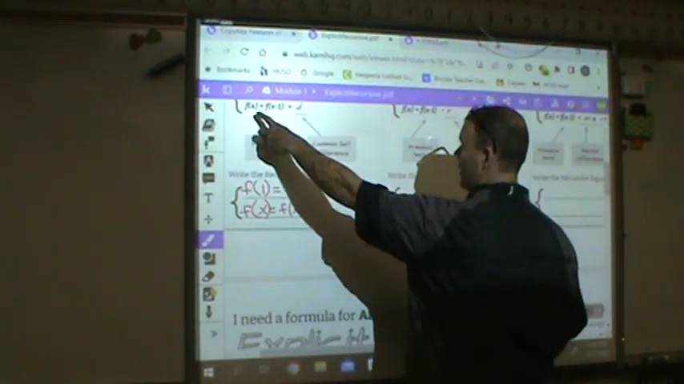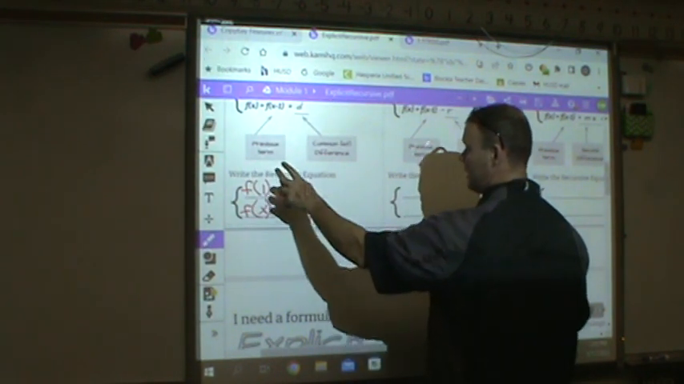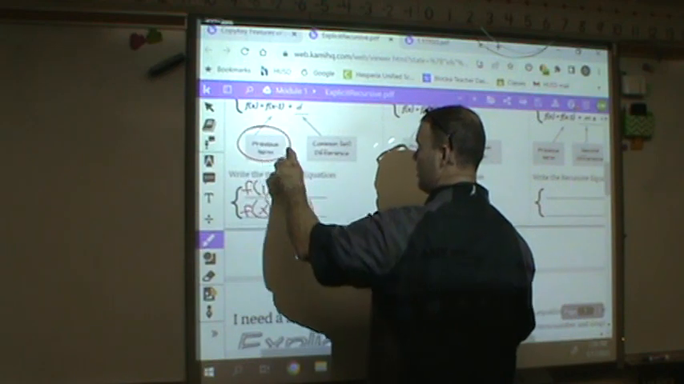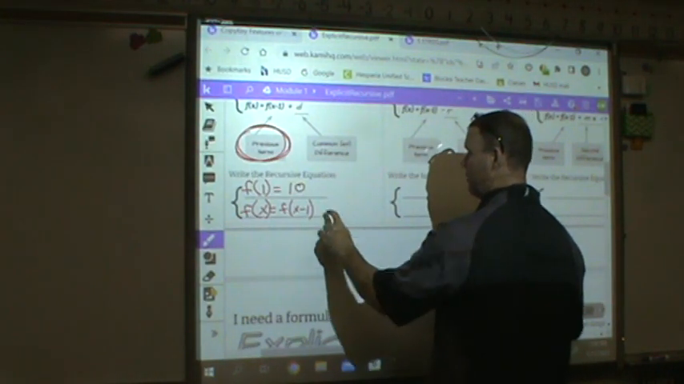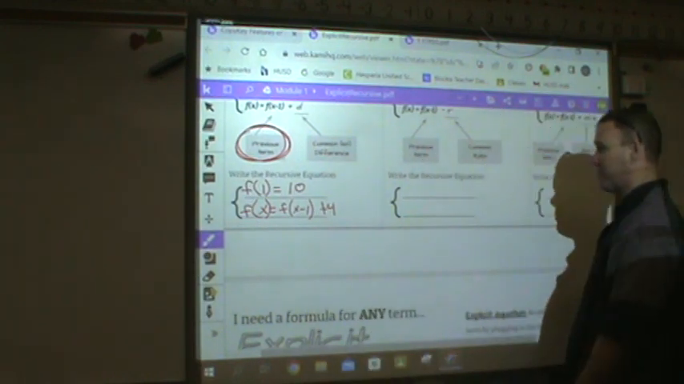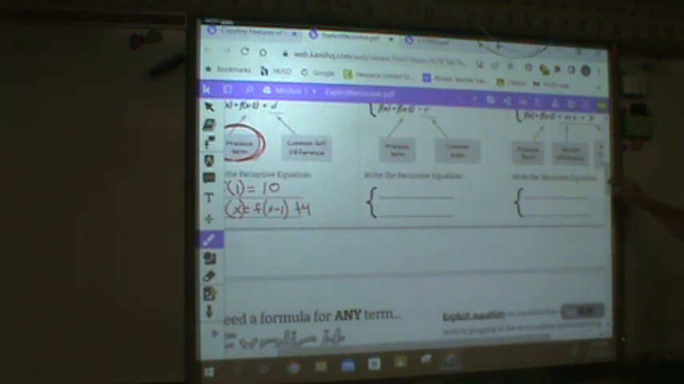And what do I do here? It tells me f of x minus 1, which, by the way, that just means the previous term. I'm going to take the previous term and I'm going to apply the common difference, plus 4. There is my recursive equation. It's done. Okay? It's that simple.